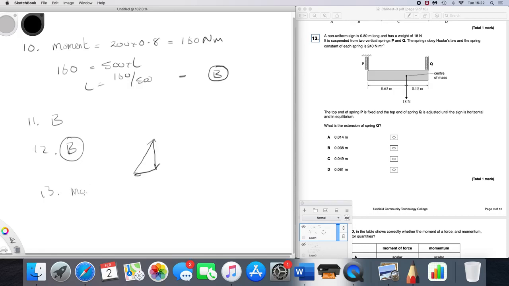Let's take moments about a point through which an unknown force acts. P. Could be Q. But we want the value at Q, so it makes sense to take it around P. So we've got 18 times 0.65, and that's going to be 240x times 0.8. It's going to be kx, F equals kx, remember? Which gives us x to be 0.061, and that is D.